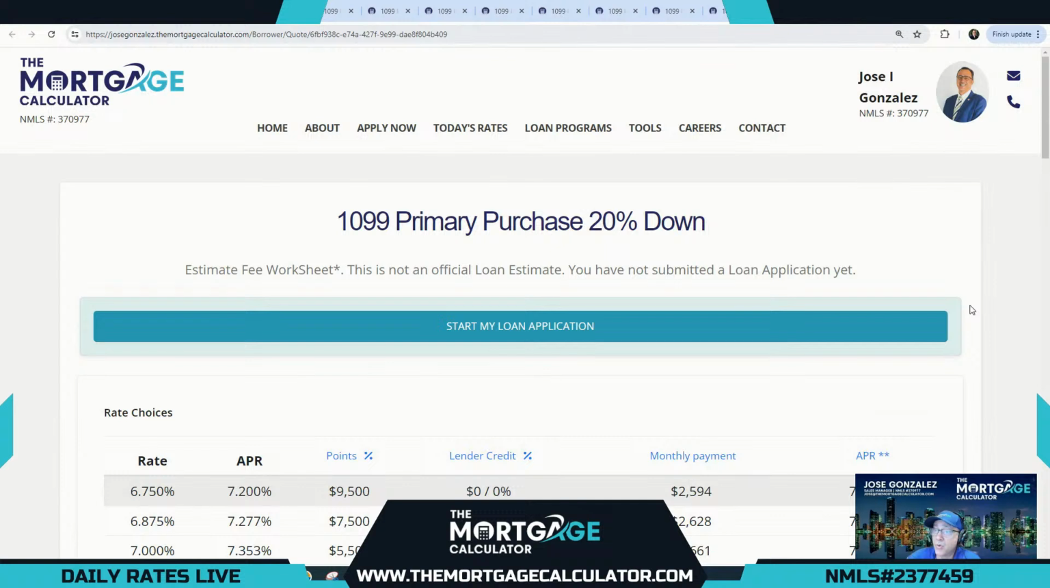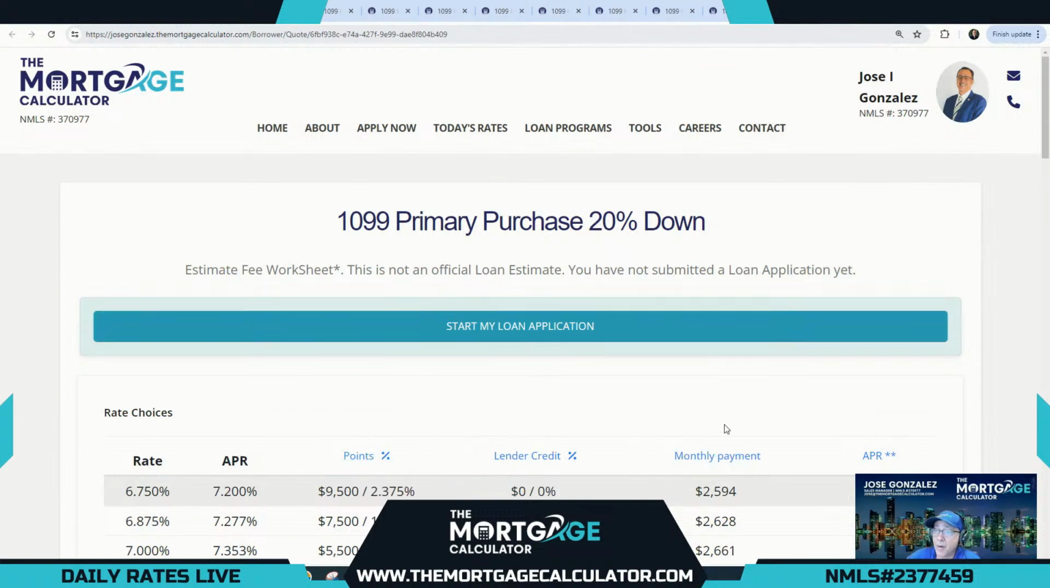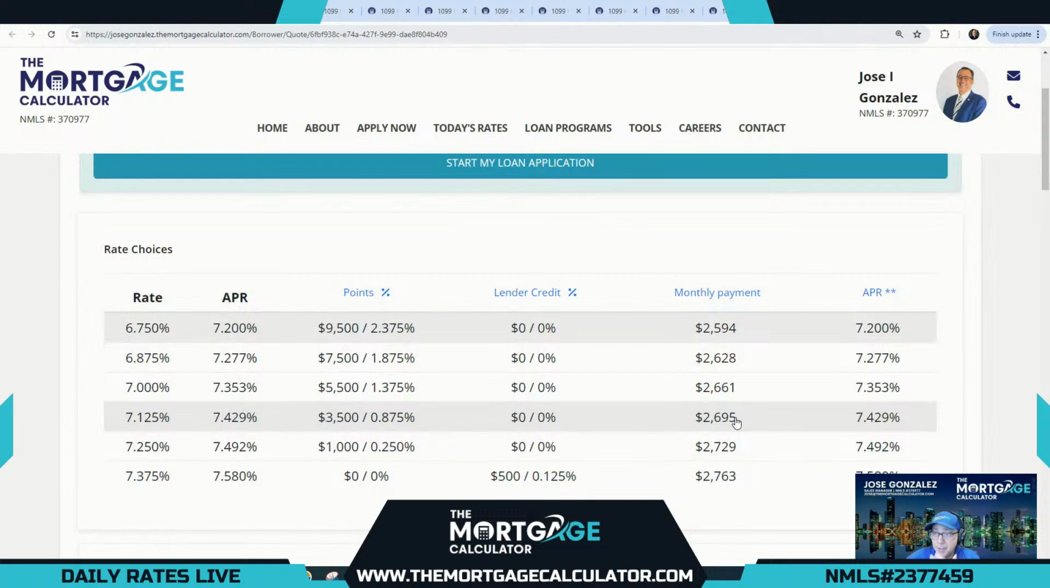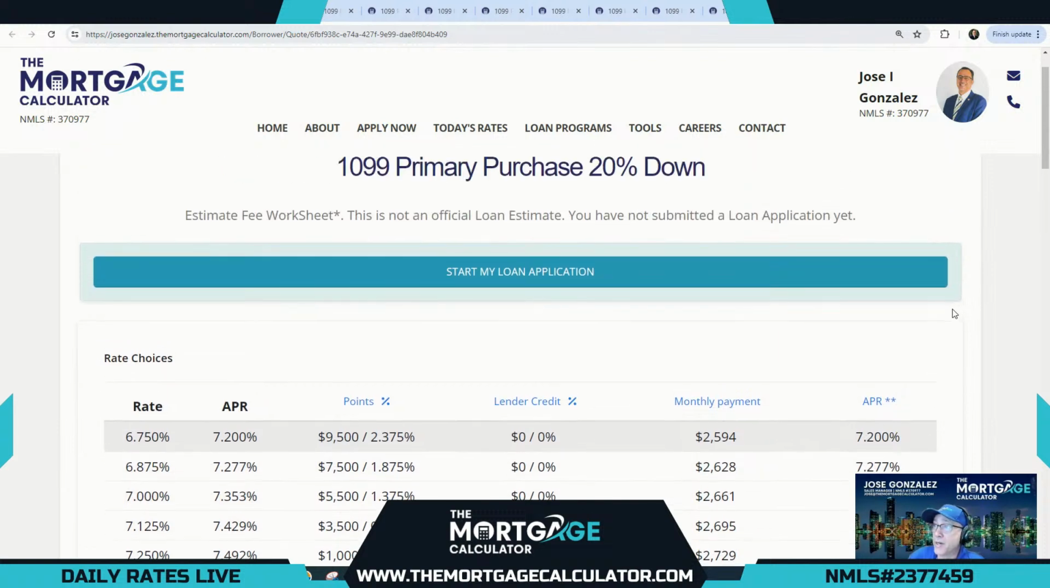And now our 20% down primary option. And again, you see the rates get much lower. 20% down, 80% LTV is more the standard preferred for non-QM. As you see there, 7.375 actually with a lender credit of 0.125. And you can buy that down all the way to 6.75% at a cost of 2.375 points. That is amazing for a 20% down 1099 borrower.